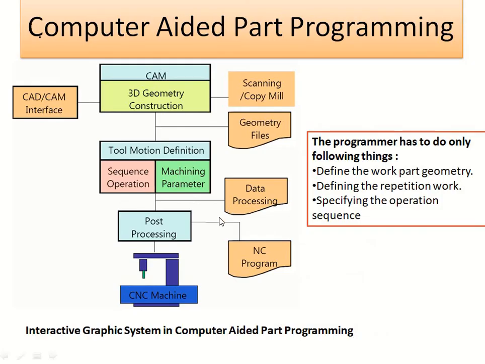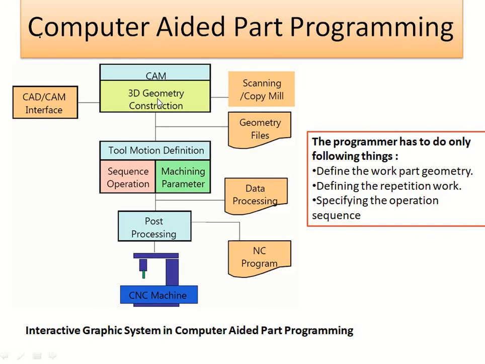Now computer aided part programming is an interactive graphic system, a computer aided programming program, in which the programmer has to do only the following things: define the work part geometry, define repetitive work, and specify the operation sequence. Through this we can generate the program, and this is the flow diagram. With the CAD/CAM interface we can generate the program for the product directly with the help of a computer.